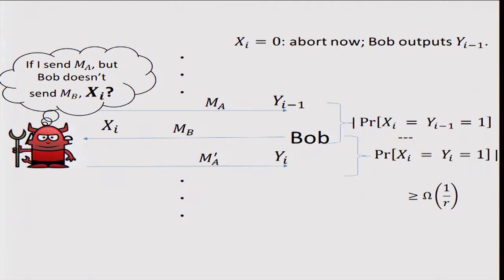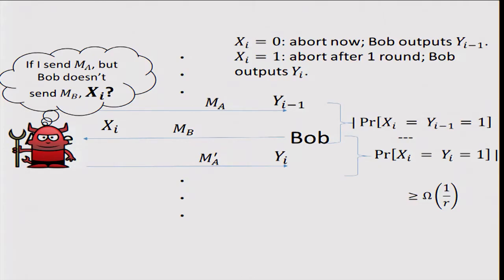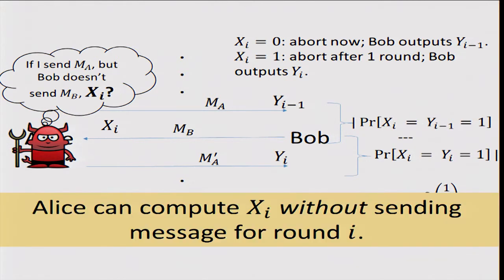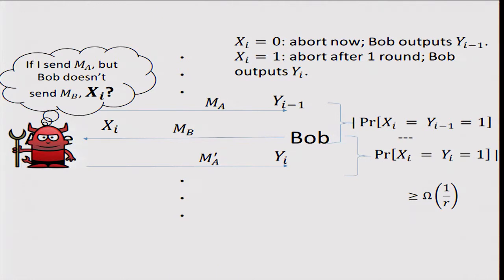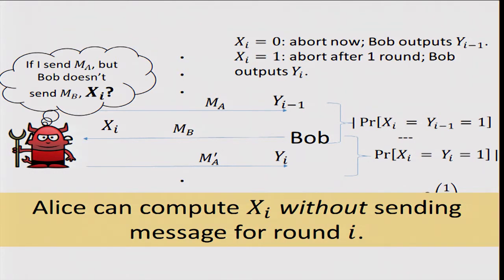If Xi is equal to 0, then Alice would not even send the message MA, and Bob would output Y_{i-1}. On the other hand, if Xi is equal to 1, then Alice would send the message MA, Bob would send MB, but then Alice would not send this message, in which case Bob would output Yi. One can show that this attack is able to produce a bias of 1/R in Bob's output. And this completes our discussion of Cleve's proof. The important thing to note here is that Alice can compute the value of Xi without sending the message MA for the ith round.